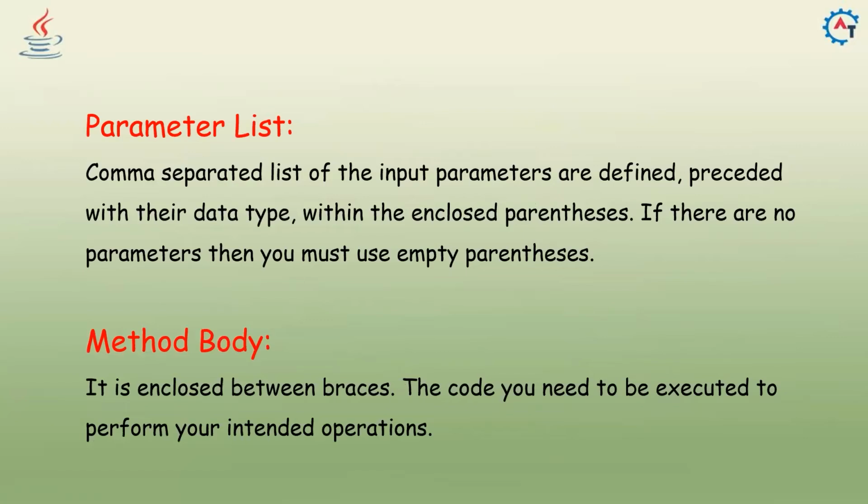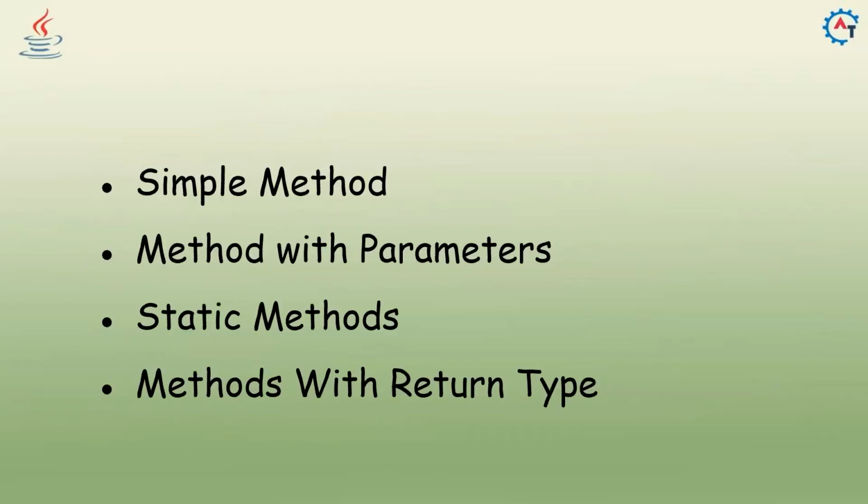Parameter list. It is a comma separated list of the input parameters, each preceded by its data type, within the enclosing parentheses. We have seen in the brackets int a, int b. Those are called the parameter list. If there are no parameters, then you must use empty parentheses. The parentheses are mandatory. If you do not have anything inside, that means there is no parameter list. Method body is enclosed between braces. It is the code to be executed to perform your intended operations. The set of statements you write to execute will be your method body.